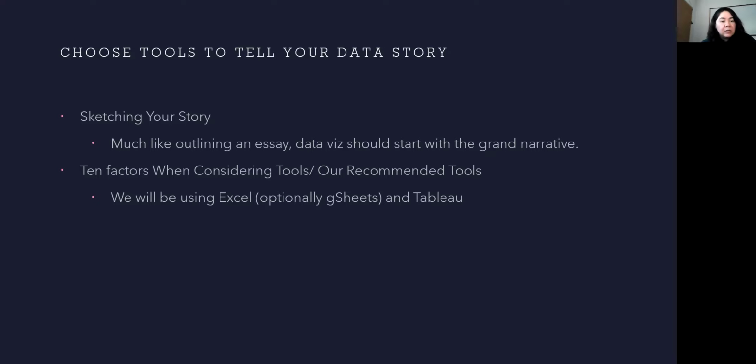Then it talks about the 10 factors to consider when choosing tools, and what they chose in the book. You'll see that the book uses a lot of G Sheets. It uses a lot of the, oh shoot, I forgot what it was called. But they have one that does sparklines and stuff like that really easily. And they use Tableau Public.